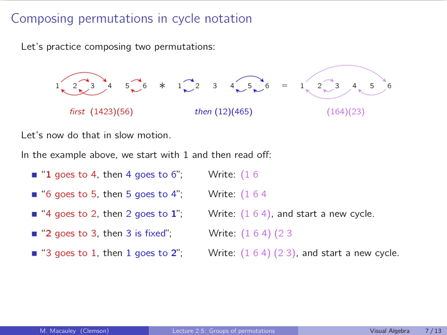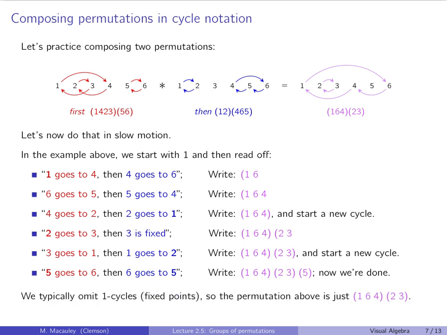And we start a new cycle because we have leftover numbers. What's left? What about 5? 5 goes to 6. 6 goes to 5. So that means 5 is fixed. Here we don't write it. So if you want to write a 1-cycle, 5 goes to itself.